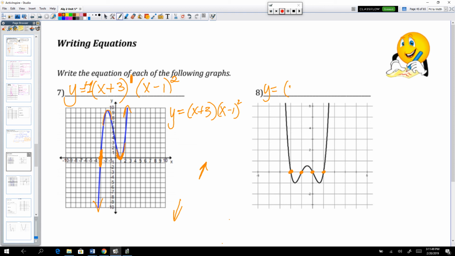So it looks like x plus 2 caused this cut through. It looks like x plus 1 caused that cut through. It looks like x plus 0, or just x, caused that one. And it looks like x minus 1 caused that one. I am up on the ends. This is a degree 4 polynomial. 1 plus 1 plus 1 plus 1. They're all cut throughs. I'm up on the ends. It's an even degree. So I have an invisible +1 sitting out front of there.